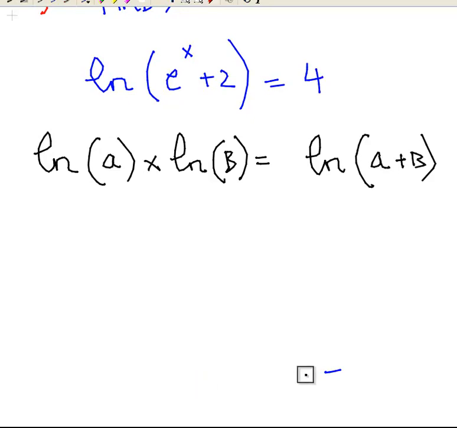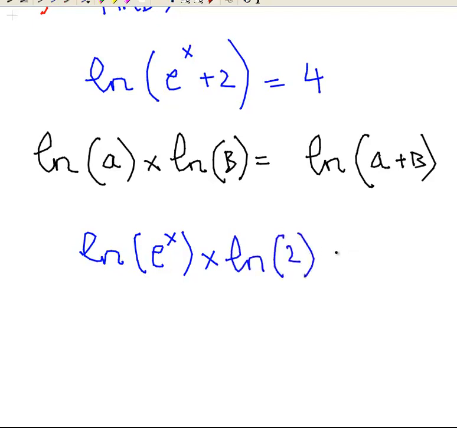Essentially what we can do is express the natural log of e to the x times 2 as the natural log of e to the x, let's write that down, plus the natural log of 2, and that's equal to 4. Well, the natural log of e to the x is simply x.